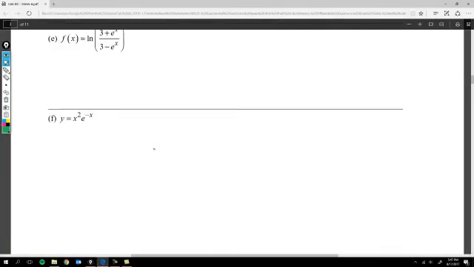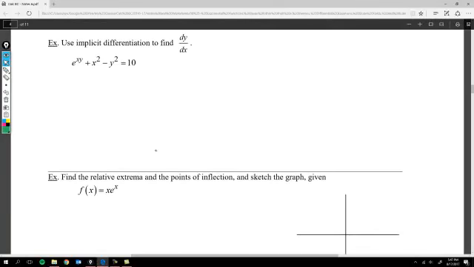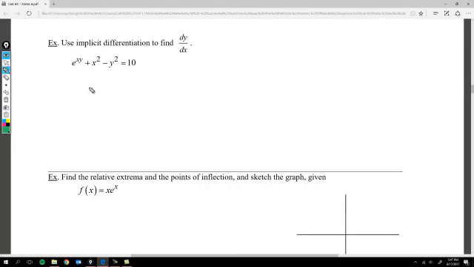All right, next page. Now we want to use implicit differentiation to find dy dx. Let's differentiate. So we have to take the derivative of everything. Now this one's going to be a little weird because I have a product inside of my exponent. So the derivative of e to the xy is e to the xy.